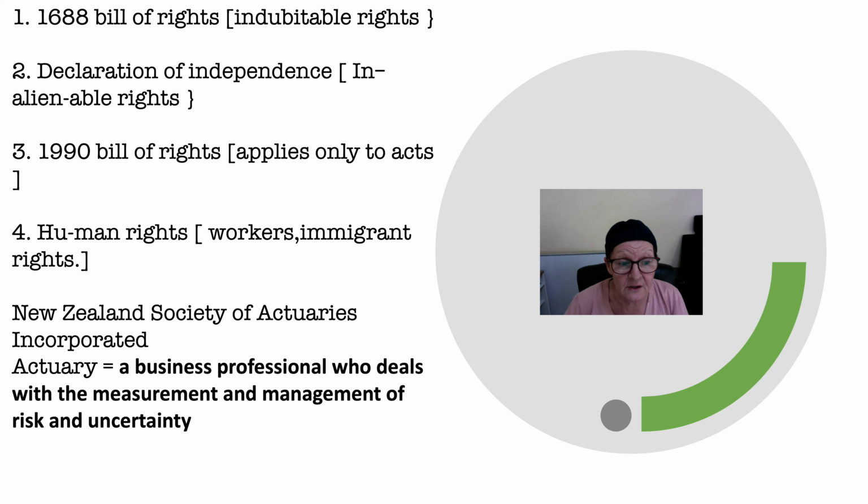So what is their job for the rights of man? Their job is to look at our indubitable rights, then the inalienable rights, and then the Bill of Rights, the 1990 Bill of Rights, which is the buffer between these. Then they look at the risk management.